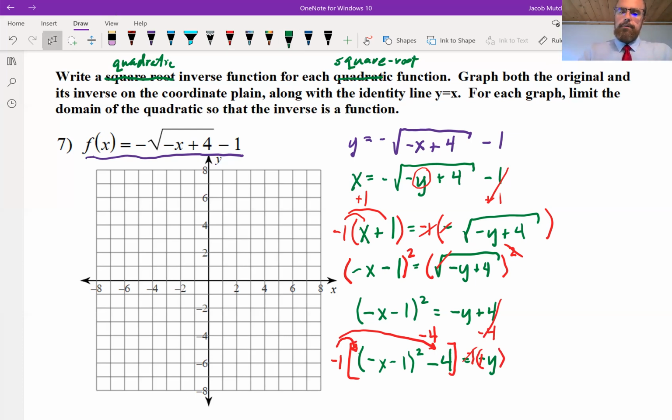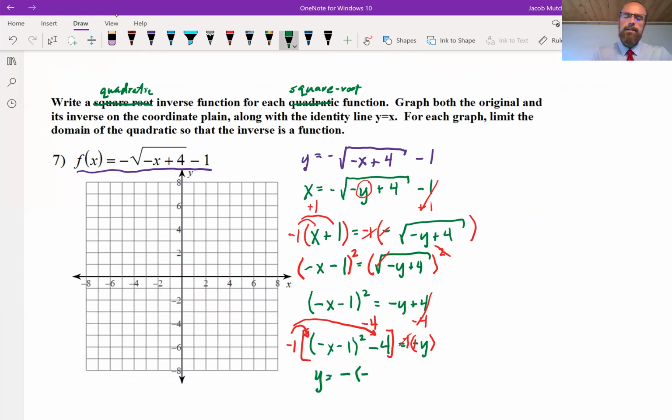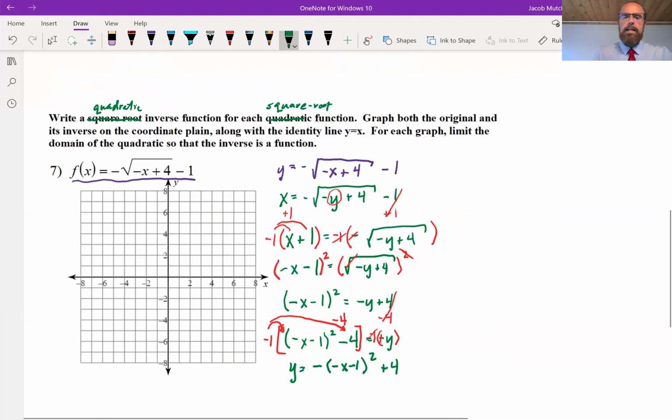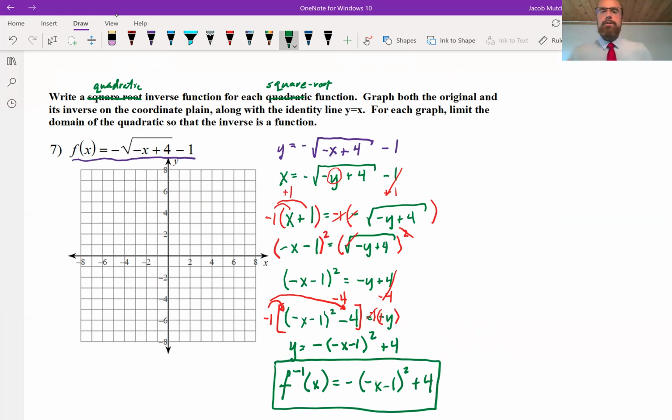And we're ready to write the inverse. So I'm going to switch the order of the equation so that y is on the left. y equals negative parentheses, negative x minus 1, squared, plus 4. And that is a graphable quadratic inverse. To indicate it is the inverse, I'm going to use the inverse notation. So f inverse of x equals negative parentheses, negative x minus 1, close parentheses, squared, plus 4. And that I'm going to box. That completes my first task. I've written the inverse equation.